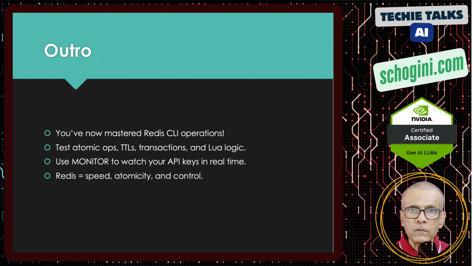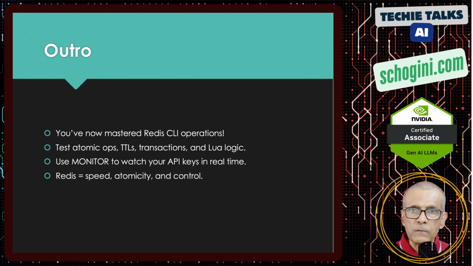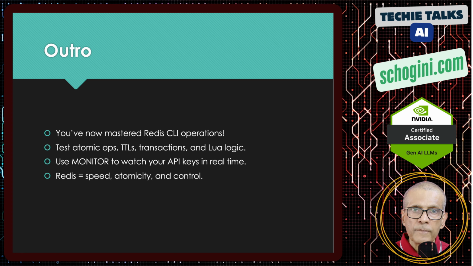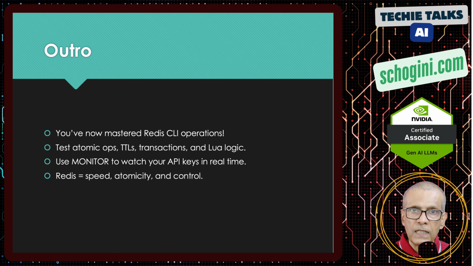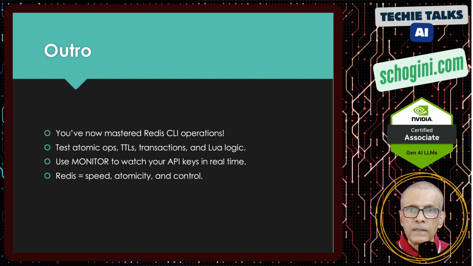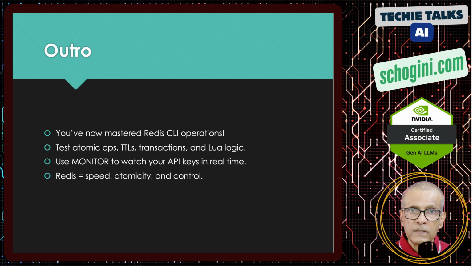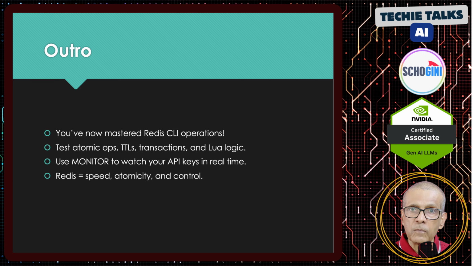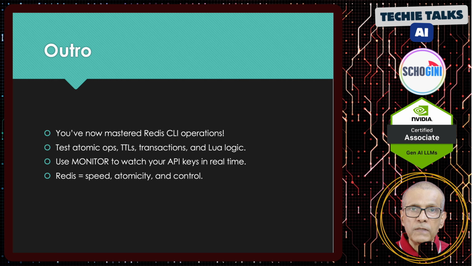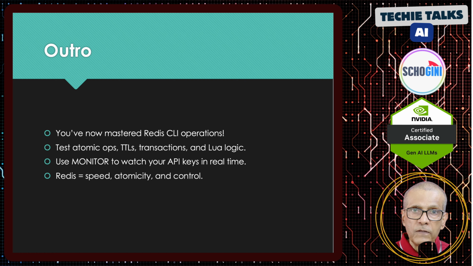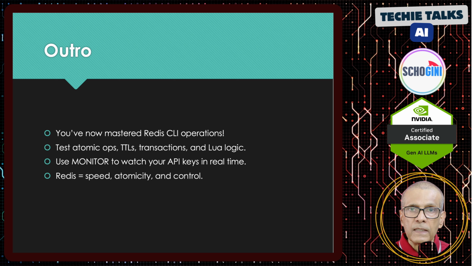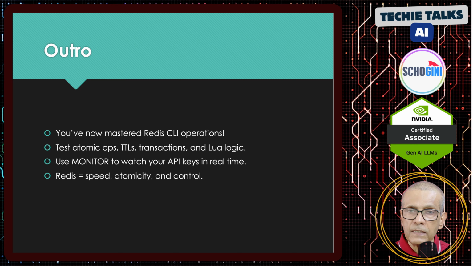So we have just walked through Redis from the ground up, from simple keys to complex atomic scripts. You have seen how every feature can be tested right in the CLI itself. Instant feedback, visible state, and predictable behavior. Redis is more than fast storage. It is an intelligent coordination layer for modern systems. The best way to master it is to keep experimenting, try variations, cause conflicts, and watch the results. Redis rewards curiosity with clarity and control.